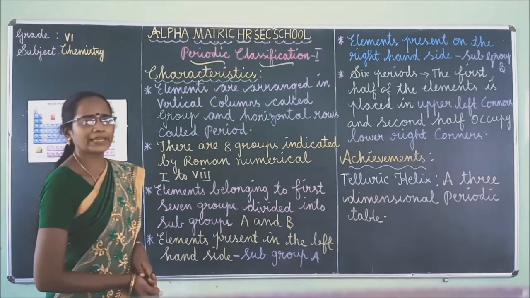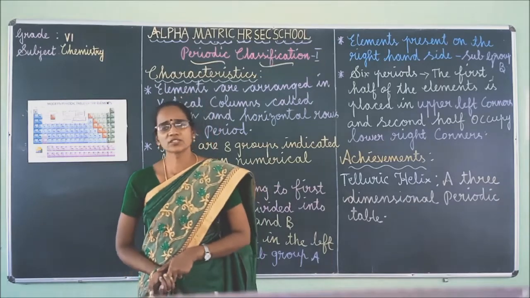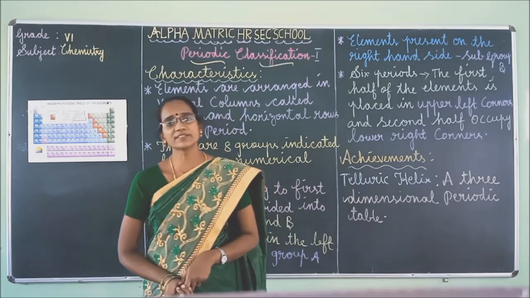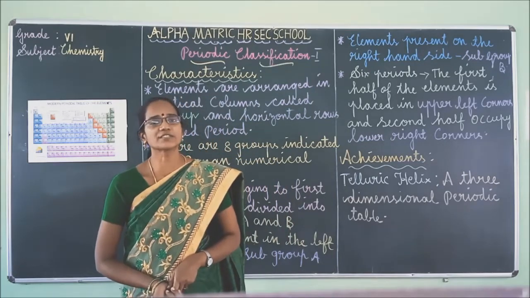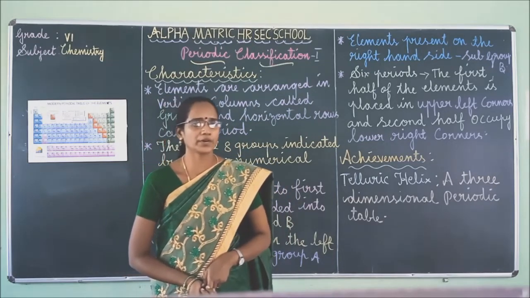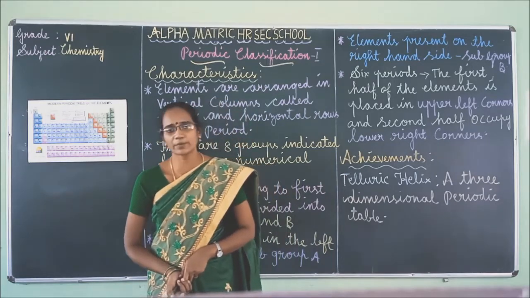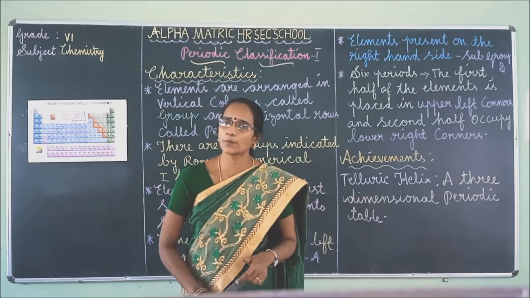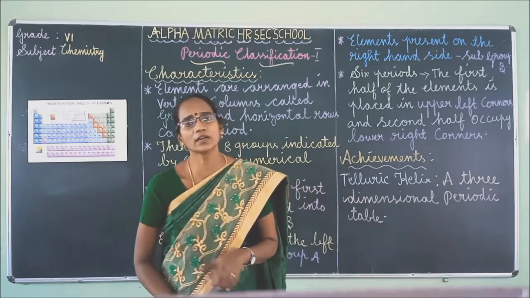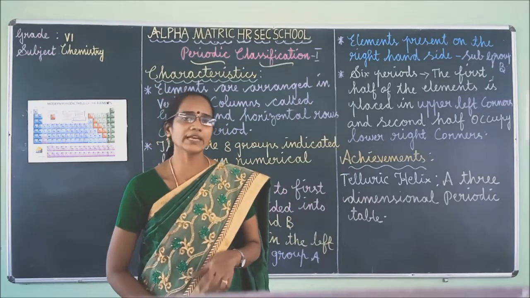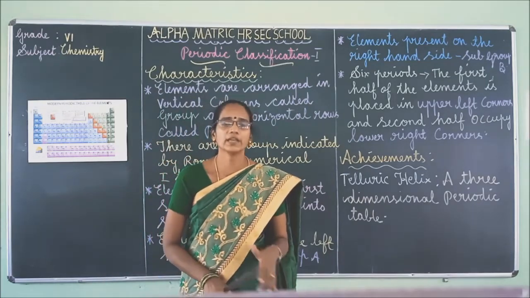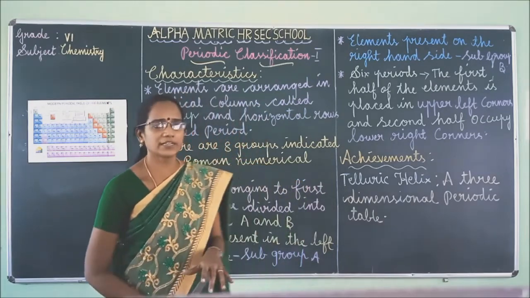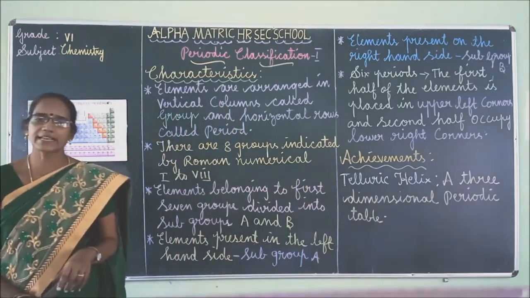So the modern periodic law states that the physical and chemical properties of the elements are periodic functions of their atomic number. Mendeleev's periodic law also states the same thing: the physical and chemical properties of the elements are periodic functions of their atomic mass. In the modern periodic table we call it atomic number. That's the difference. The remaining things are the same.